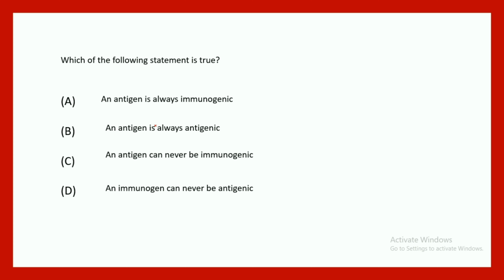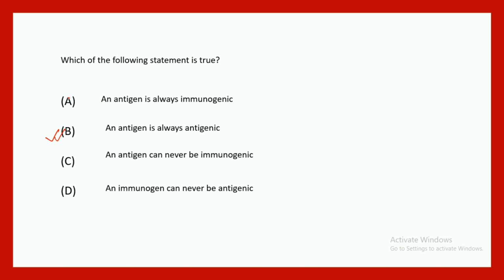Okay, next question says, which of the following statement is true? An antigen is always immunogenic. An antigen is always antigenic. An antigen can never be immunogenic. An immunogen can never be antigenic. So you have to identify which of the following statement is true. Slightly, this question is awkward. The correct answer would be B.